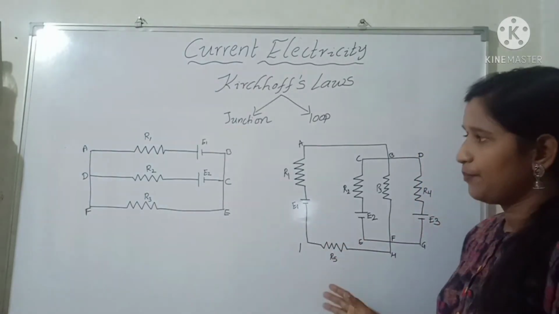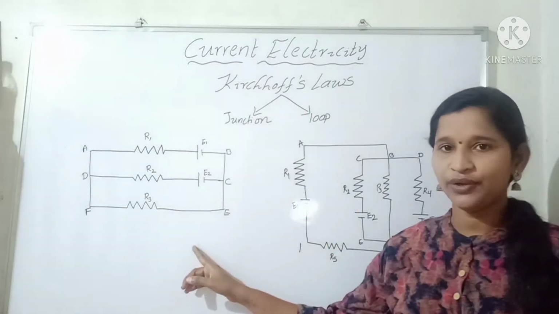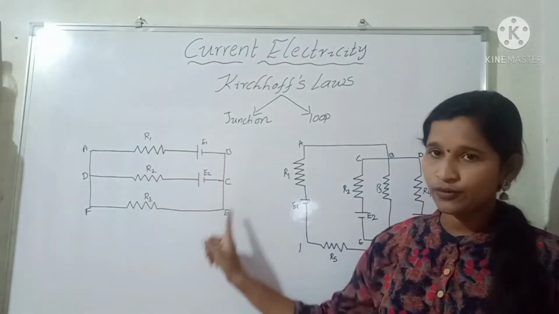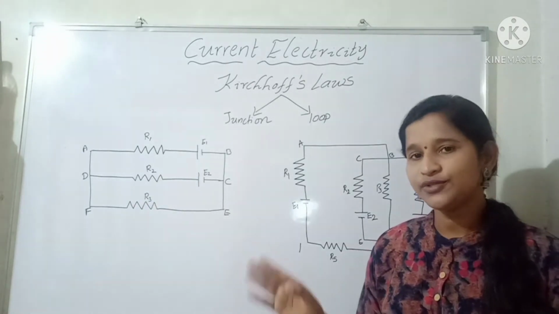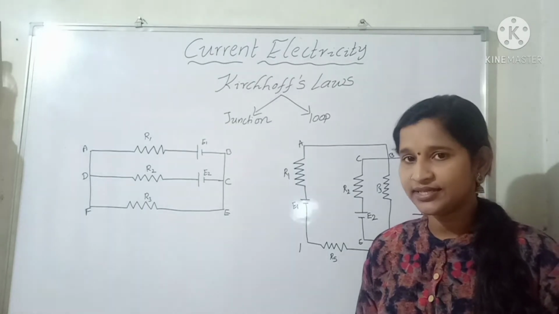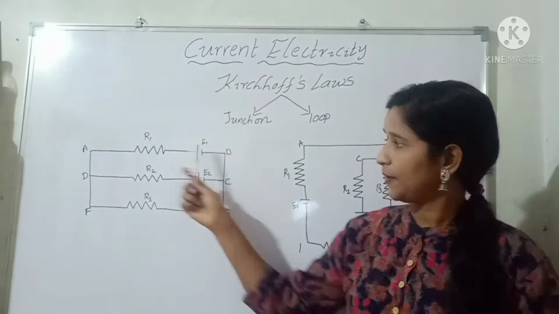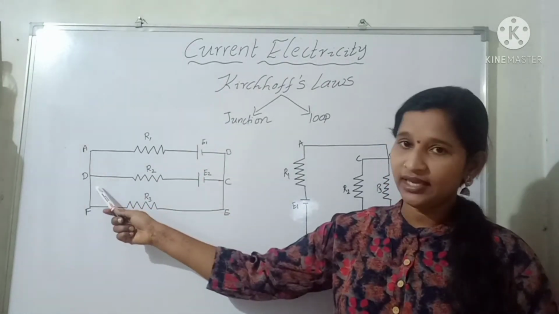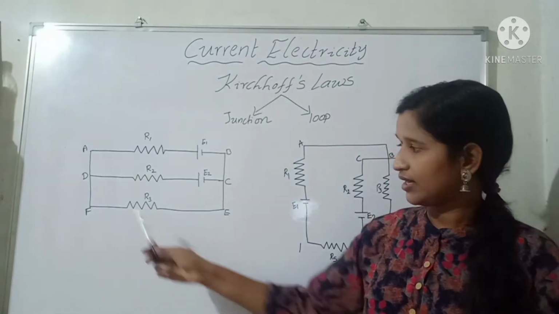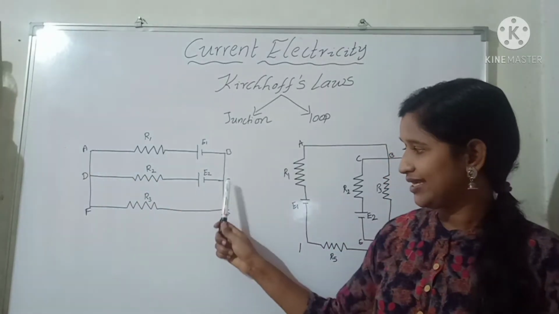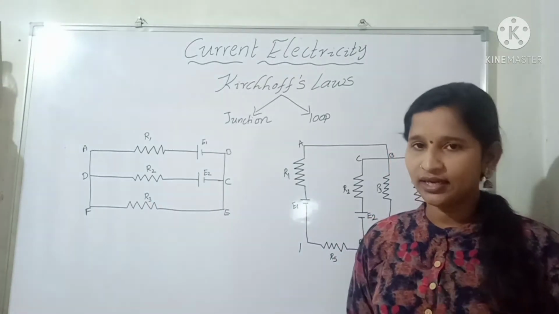So for example, here two circuits are there. See the first circuit, this is the closed path in total. In that, any closed path we can consider is a loop. So see this circuit here, A, B, C, D and A. This is considered as one loop, and the second we can also take: D, C, E, F, D. That is also another loop.